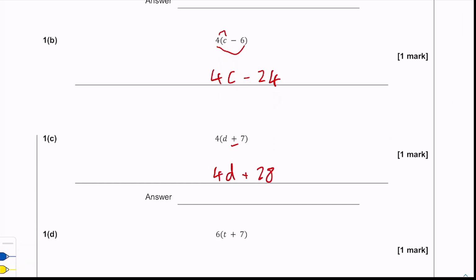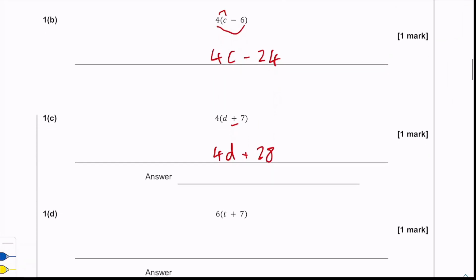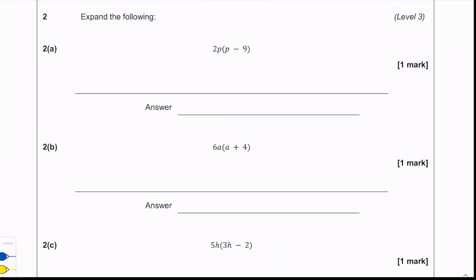And the final one that we'll do for this section is 6 and then t plus 7. Same thing, 6 times t is 6t, and then plus 6 times 7 is 42. Right, so this next set is slightly harder because we have an algebraic term outside the bracket instead of it just being an integer. But it's the same method.